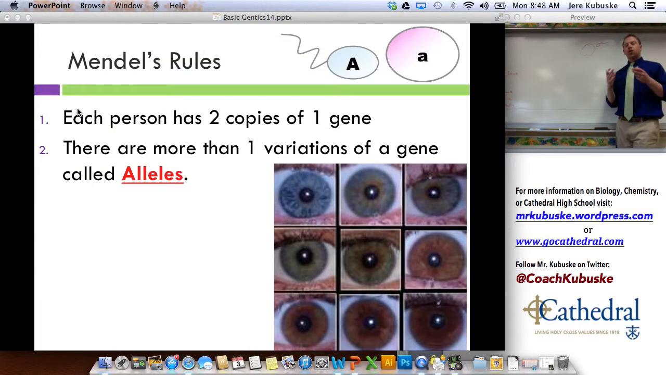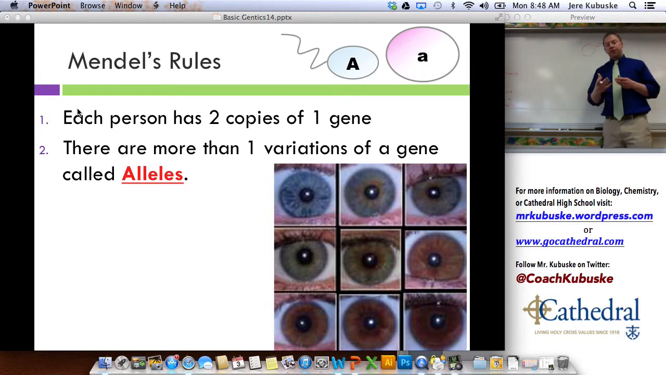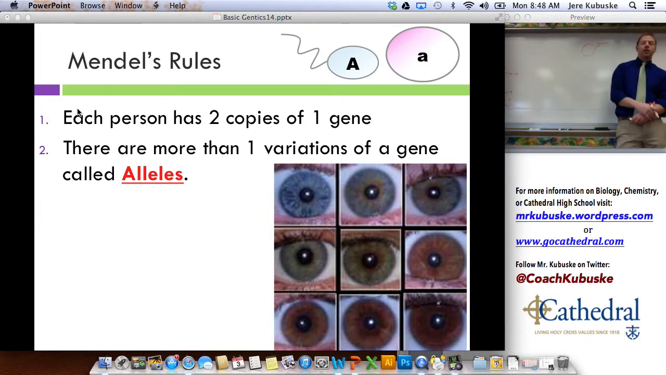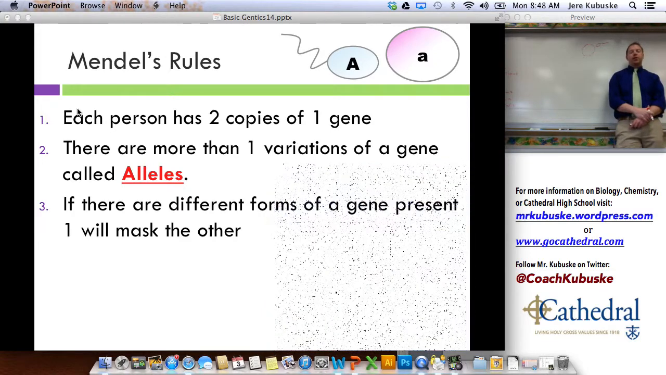For each trait, there are different alleles, meaning variations of a gene. For example, eye color: there's lots of different variations of a gene, and we call those each alleles. For the plants earlier, the flower color, we had 2 alleles. We had purple and we had white. There could be different combinations of that purple and white, but each individual letter that we're going to use to represent them is called an allele. So we'll use capital letters and lowercase letters, and we'll determine how we figure that out here in a second.